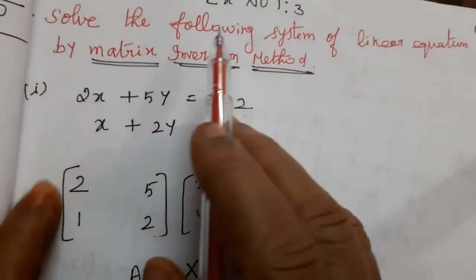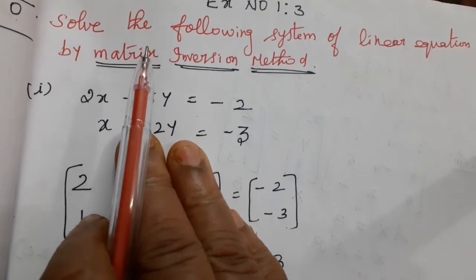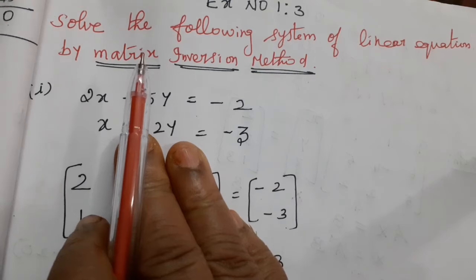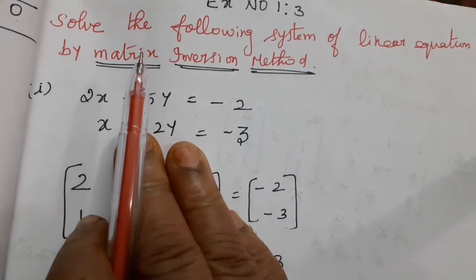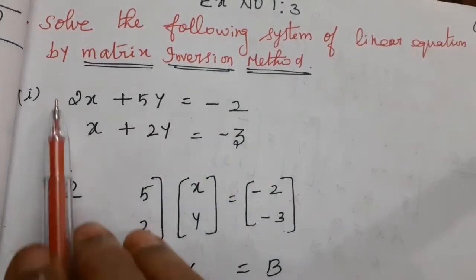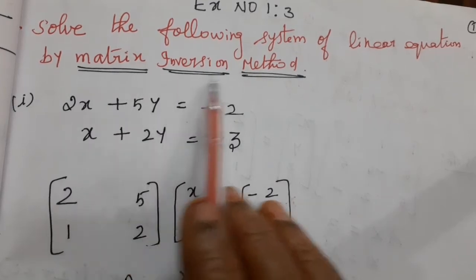Next I come to exercise number 1.3. Exercise number 1.1 has the A inverse matrix and adjoint of A. Exercise number 1.2 has the minor method and row reduction method to find the rank. Exercise number 1.3 has a system of linear equations solved by the matrix inversion method.